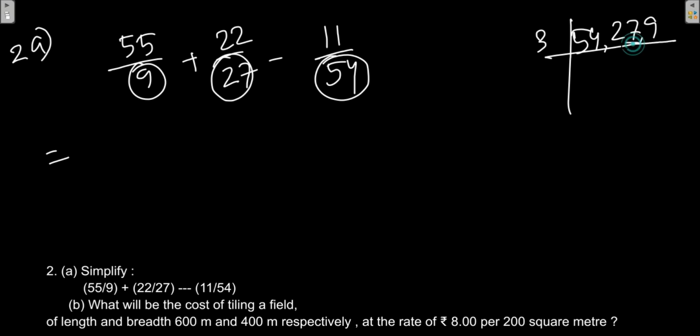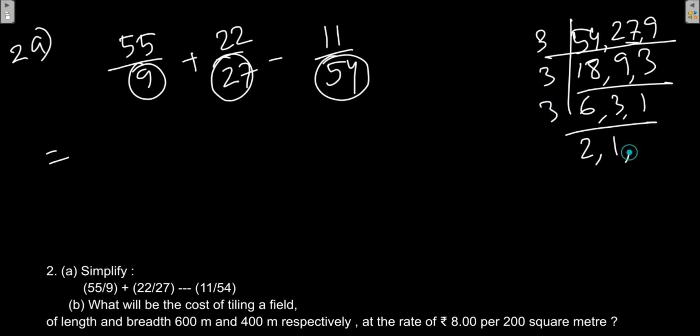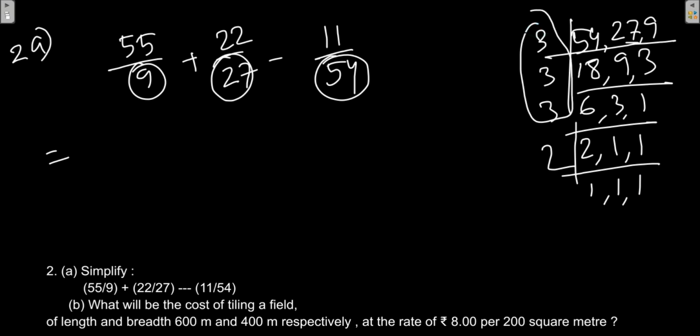So here, if you give with 3, it would be 3 1s are 3, then 3 8s are 24, and then 3 9s are 27, then 3 3s are 9. Again with 3, 6, 3 1. Again with 3, 2 1 1. Again, last with 2. So now you can see it will give you 27, and 27 2s are 54.